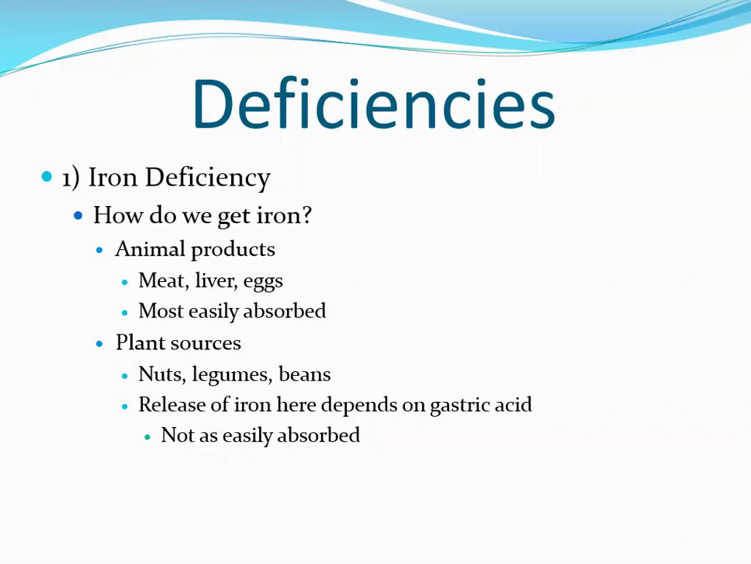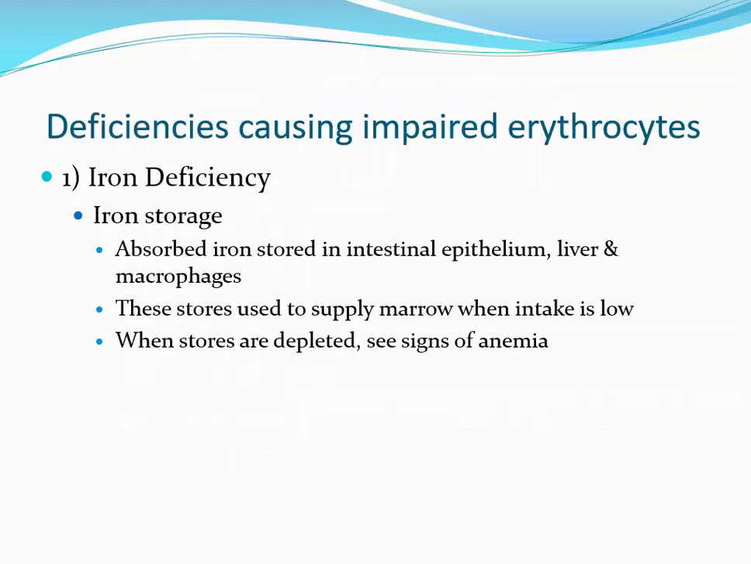However, the release of iron from these products depends on gastric acid in the stomach. This will help to form soluble complexes of the iron along with other dietary components. So it's not as easy to absorb the iron from plant sources. The good thing is we store iron. Any extra absorbed iron will be stored in the intestinal epithelium, in the liver, and in macrophages. When iron intake is reduced, our body uses these stores to supply the bone marrow. When these stores become depleted, then you will see signs of anemia.